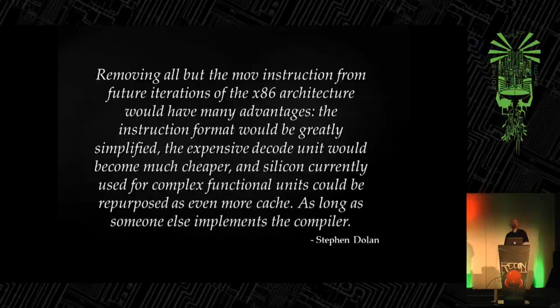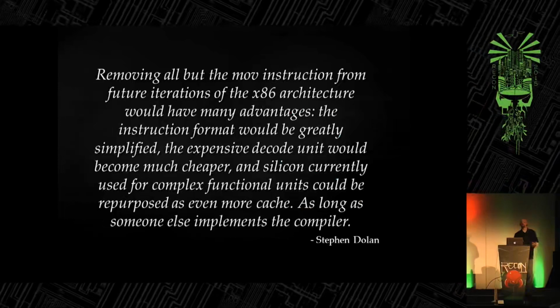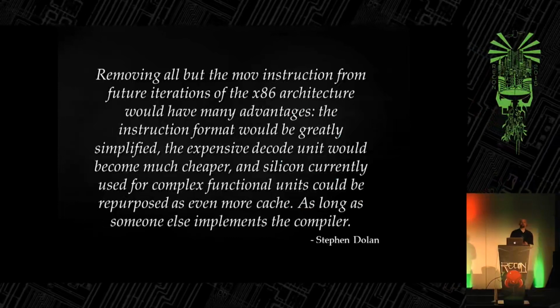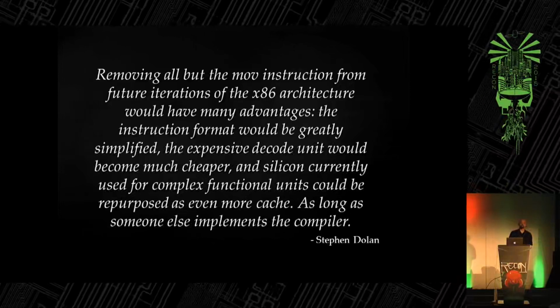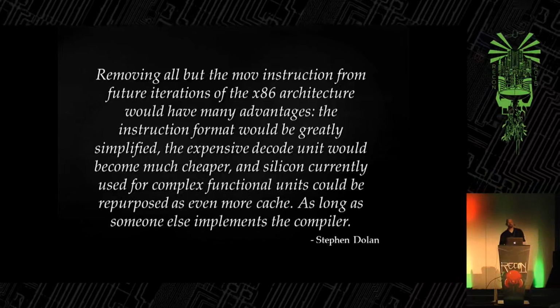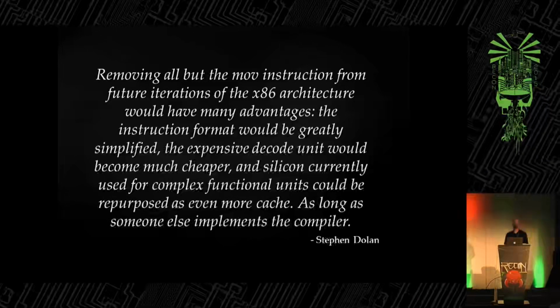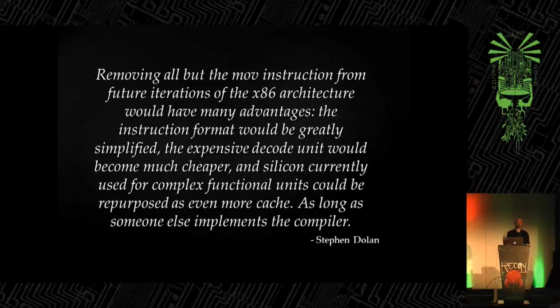And Dolan acknowledges this. He concludes his article with a tongue-in-cheek observation. He says, removing all but the move instruction from future iterations of the x86 architecture would have many advantages. The instruction format would be greatly simplified, the expensive decode unit would become much cheaper, and silicon currently used for complex functional units could be repurposed as even more cache, as long as someone else implements the compiler.